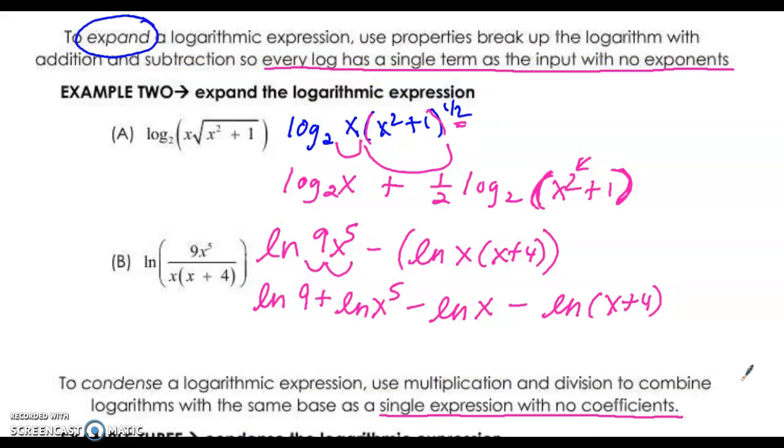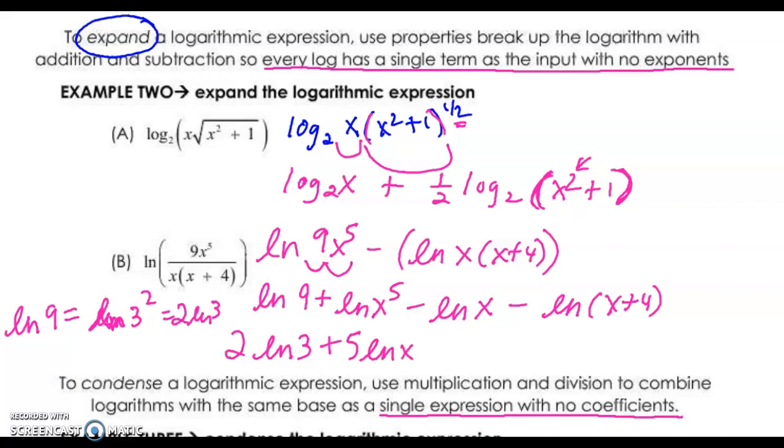Okay, now let's see if we can simplify. We could leave it as natural log 9, but 9 is really 3 squared. So I can take that 2 and move it in front. So 2 natural log of 3 is the most reduced form. Natural log of 9 is the natural log of 3 squared, which is 2 ln 3. Let's just write it like that because that's definitely the most simplified way to write that. 5 natural log of x, moving the 5 in front, minus the natural log of x plus 4.